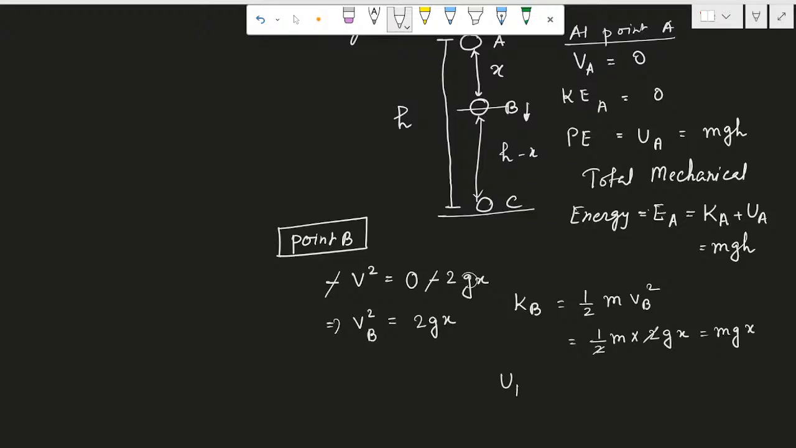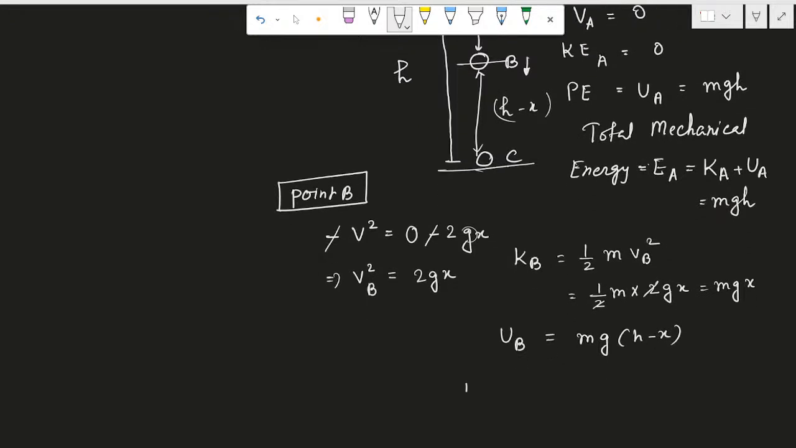But what will be the potential energy? Because you should always consider potential energy from the height from the ground. From the ground it is h minus x. So mg into h minus x. Now if you add both of them, total energy at B is equal to KB plus UB, which is mgx plus mg into h minus x. So clearly it is mgx minus mgx plus mgh.